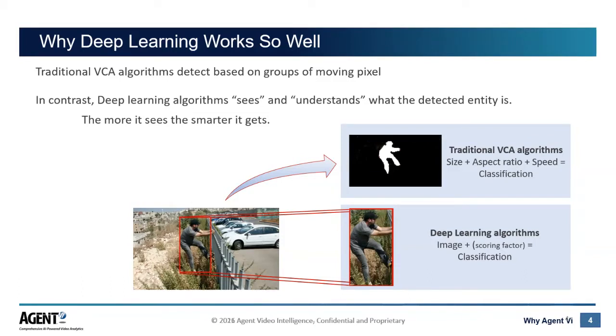And with the blob analytics, we were able to do a lot. And 20 years ago, that was pretty groundbreaking. But they had a lot of limitations too. By comparison, to contrast with that, deep learning or AI algorithms see and understand what the detected entity is. So if you're trying to detect a person, they're looking at that video image and they're looking for something that actually looks like a person. The more it sees, the smarter it gets. And the best way to try to explain this is with an analogy: it's actually the way the human brain works.